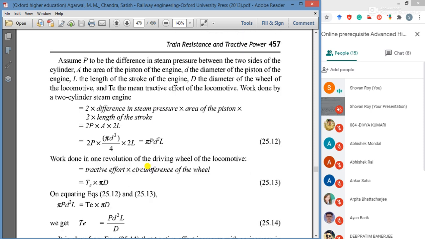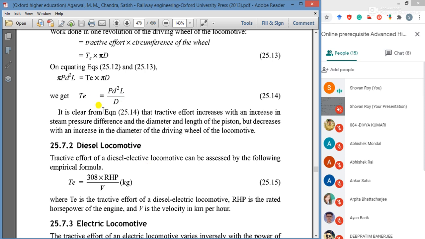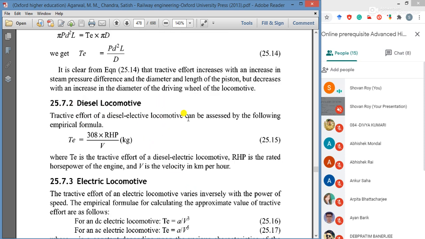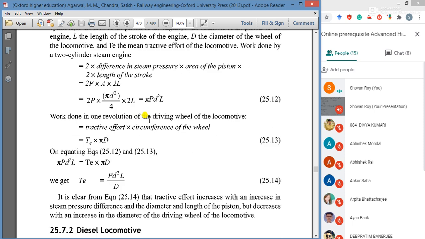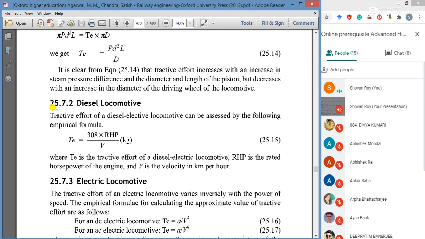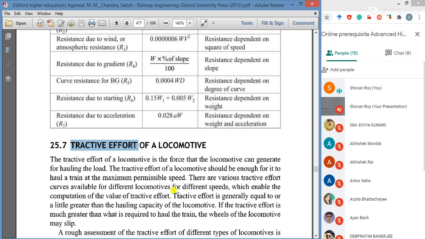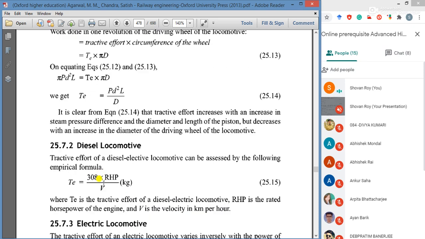For a steam locomotive, this value can be calculated from this formula. For the diesel locomotive, I am going to start from the diesel locomotive because steam locomotives are not available these days. The tractive effort of a diesel electric locomotive can be found by the following empirical formula. T means tractive effort of the locomotive. So T equals 308 into RHP by V, where T is the tractive effort of a diesel electric locomotive.